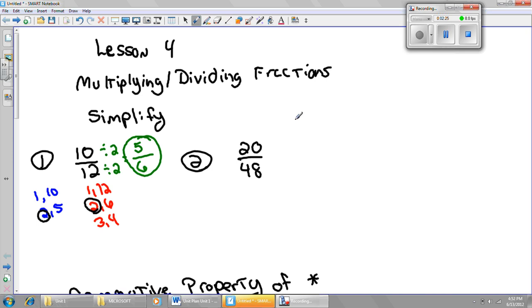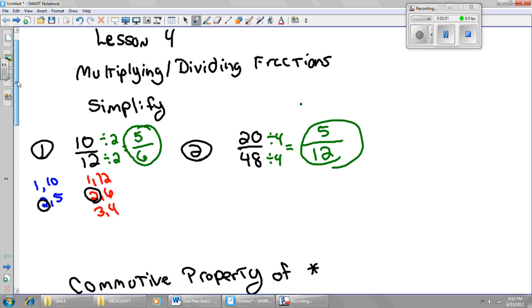And I know the factors of 20 are 1 and 20, 2 and 10, 4 and 5. And 4 is the only one of the large ones that goes into 48. So I am going to divide the numerator and the denominator by 4. So divide by 4 here, divide by 4 there, and I'm going to get the fraction 5/12. And so that means 20/48 is the same as 5/12. 5/12 is just the simplest form.